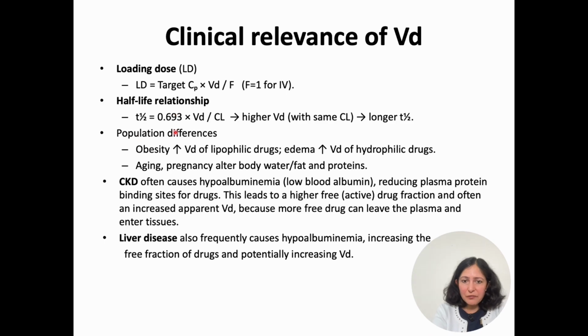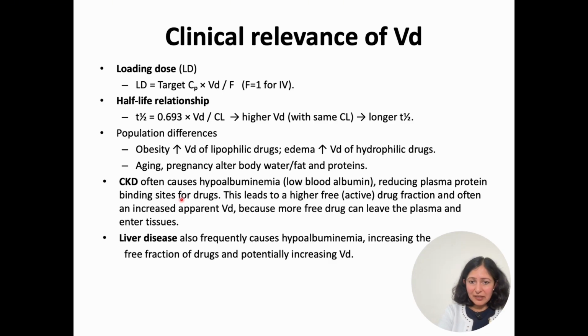Half-life relationship: half-life is 0.693 times volume of distribution divided by clearance, which means if the clearance is the same and the drug has a higher volume of distribution, it might take longer to clear that drug. The half-life is longer. Also, there are population differences that do impact the volume of distribution. For example, in the obese population, the volume of distribution might be higher for lipophilic drugs. On the other hand, if the patients have edema, that's water retention, the volume of distribution of hydrophilic drugs might be higher.